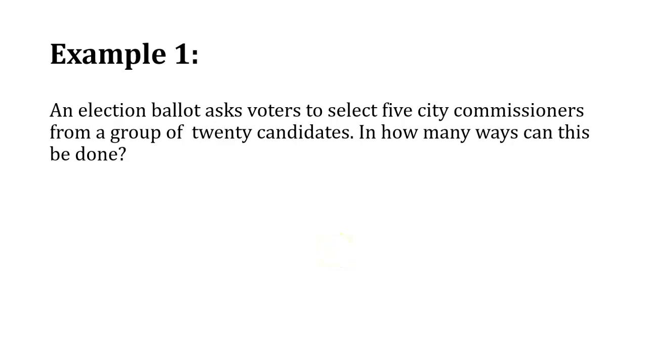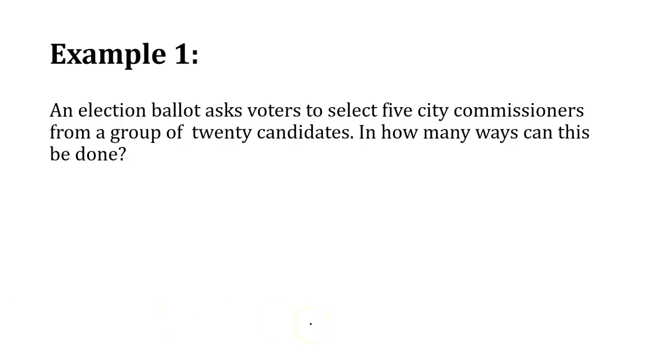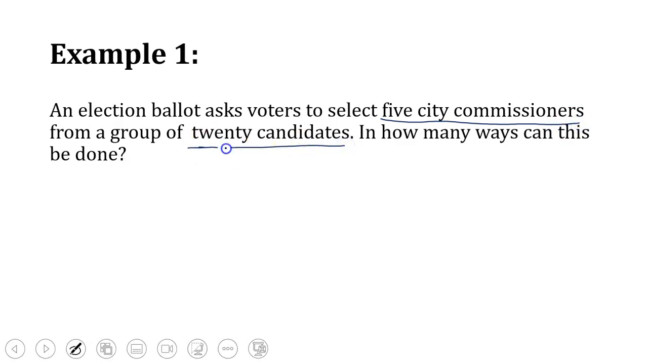Let's look at some examples from our notes. So in this problem, an election ballot asks voters to select 5 city commissioners from a group of 20 candidates. So that's our total, that's our N, and this is our R. In how many ways can this be done?